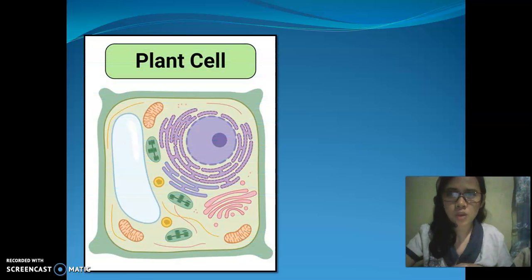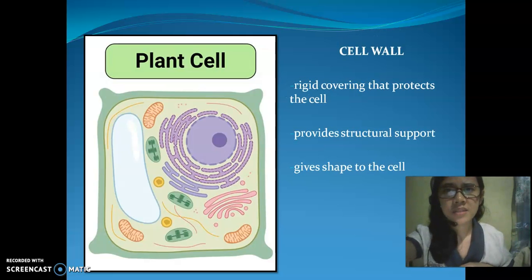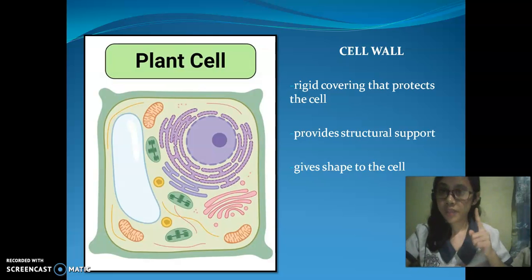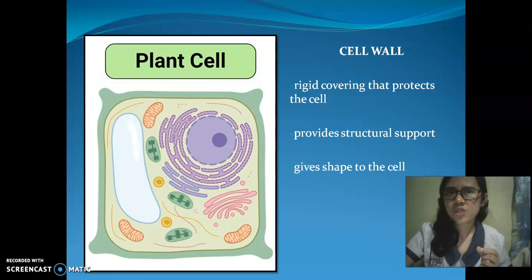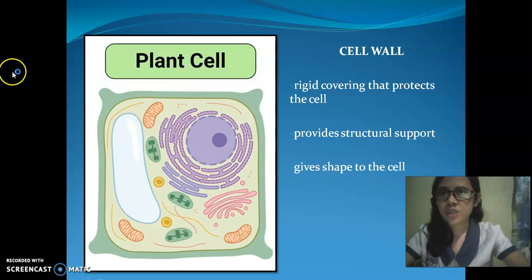First is the cell wall. It's the outermost covering of the plant cell. This organelle is present only in plants. It is predominantly made up of cellulose. The cell wall has a rigid covering that protects the cell, provides structural comfort and support, and gives shape to the cell.